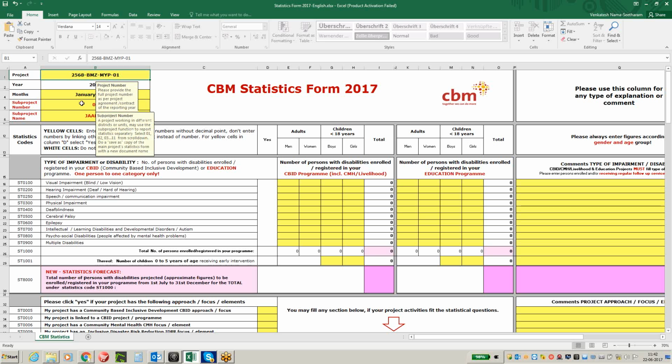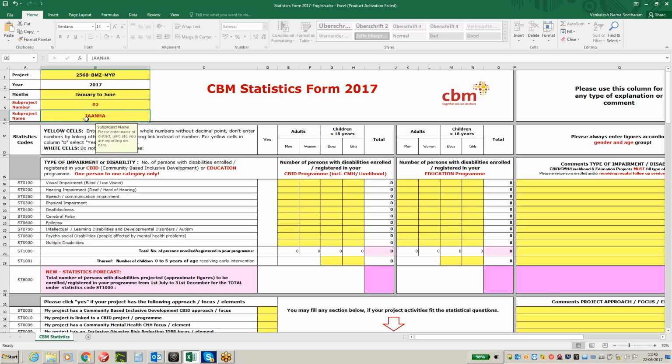Then you need not worry about these sub project numbers. If there is only one project number, but it is working in 3 different districts, or 5 different districts, or 10 different districts, they can just send the district-wise information, so that it gets consolidated automatically.